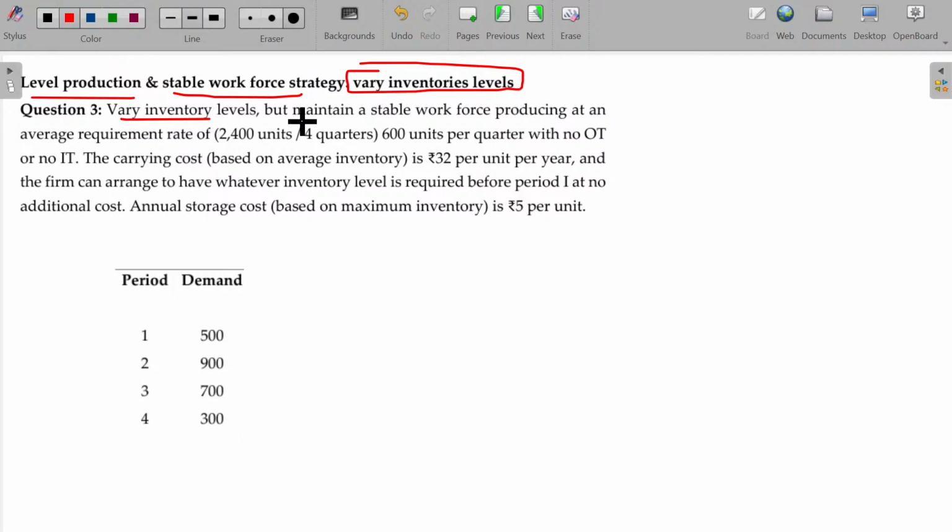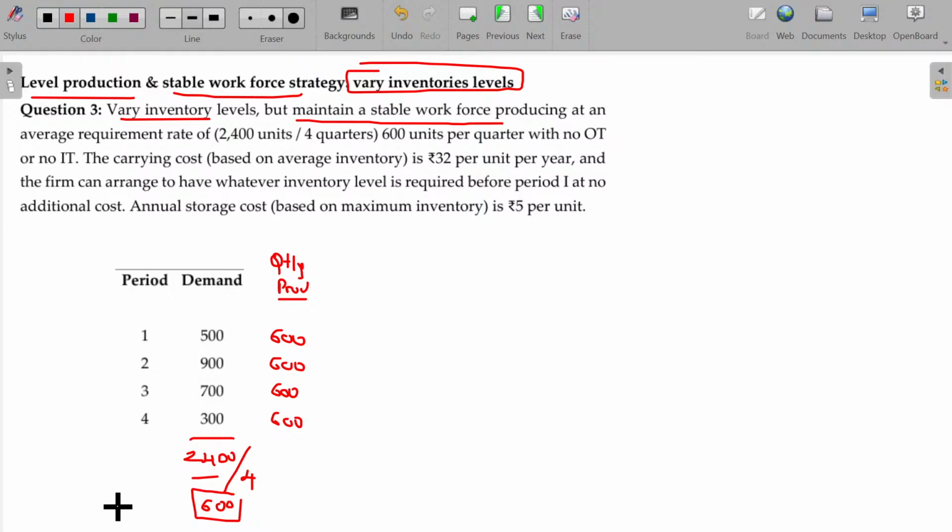Now, vary inventory level but maintain stable workforce producing at an average requirement rate. So, what is the total requirement over 4 quarters? 2400. So, divide that by 4. So, 600 to be produced every quarter. What about the quarterly production? 600. So you maintain the stable workforce to produce 600 units only.